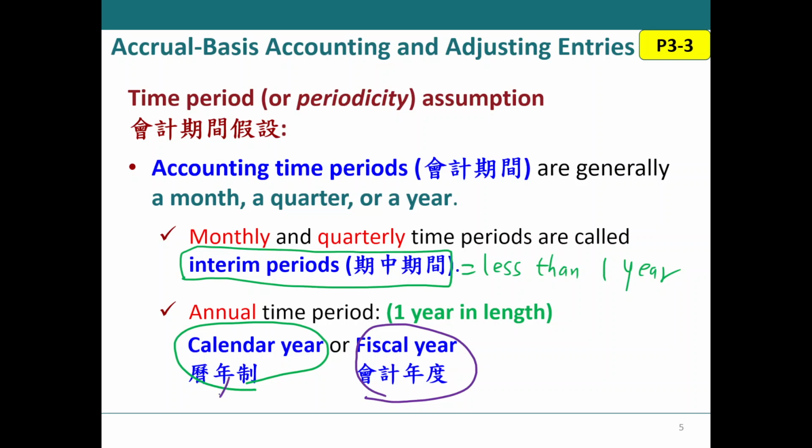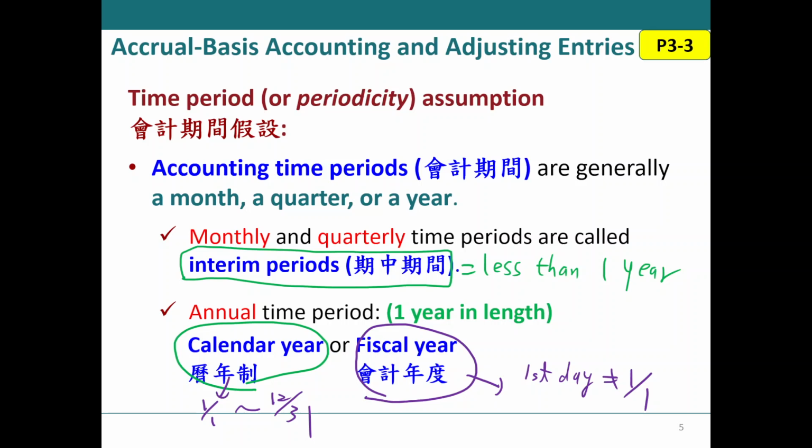First day. So what is your last day? December 31st. Okay? How about fiscal year? Fiscal year, your first day could be any day except January 1st. Okay? So your first day could be any day, but not January 1st.